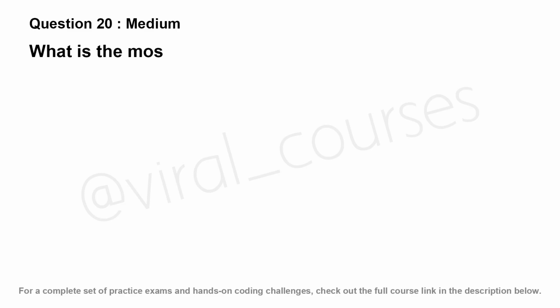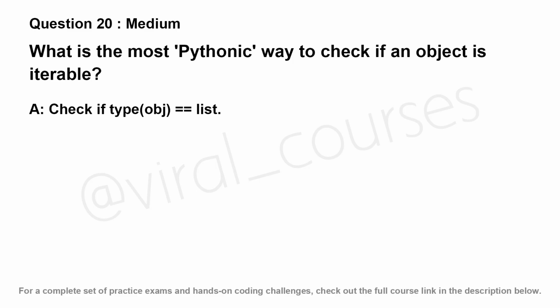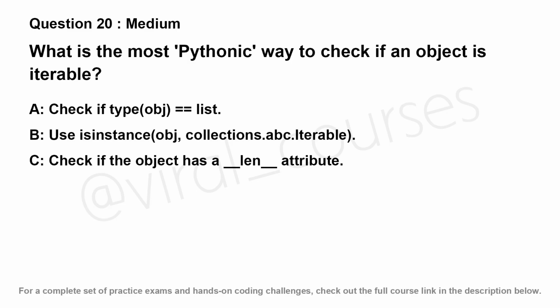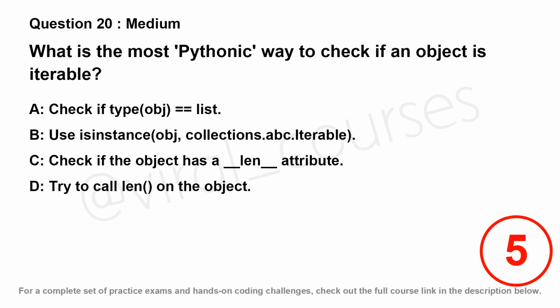What is the most Pythonic way to check if an object is iterable? Option A. Check if type(obj) == list. Option B. Use isinstance(obj, collections.abc.Iterable). Option C. Check if the object has a __len__ attribute. Option D. Try to call len() on the object.